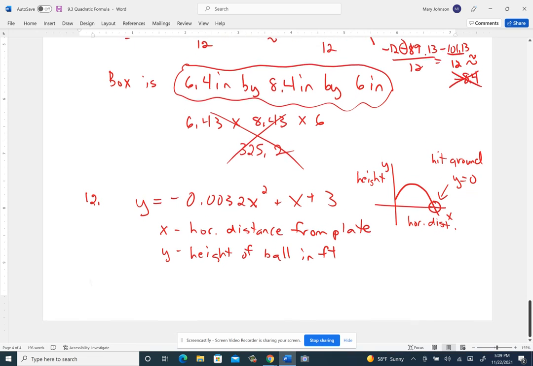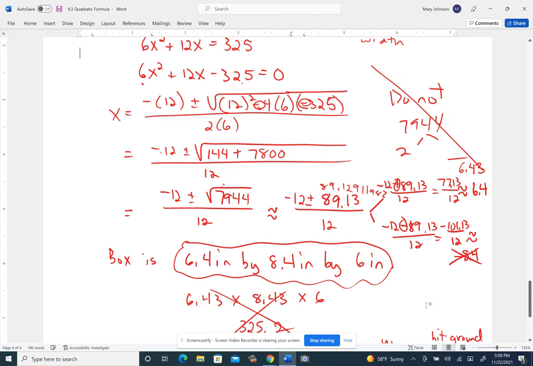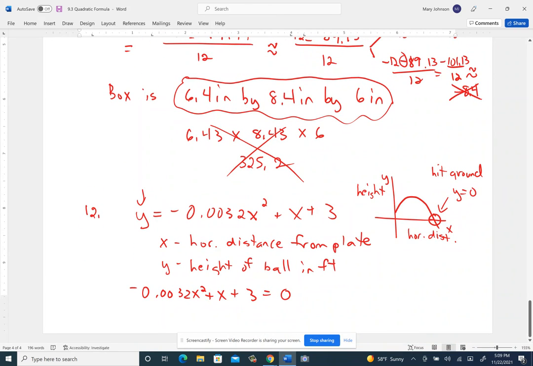Okay. So basically, we're going to take this equation and we're going to put a 0 in for Y. So we're going to have negative 0.0032 x squared plus x plus 3 equals 0. And our job is going to be to solve that. Let's see if I can get it to space. Just trying to get a little more room here.